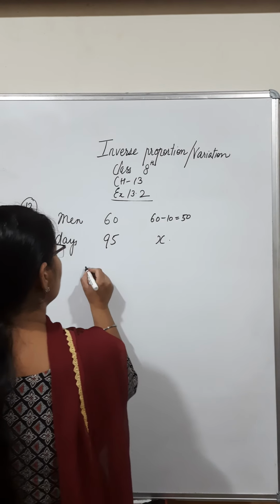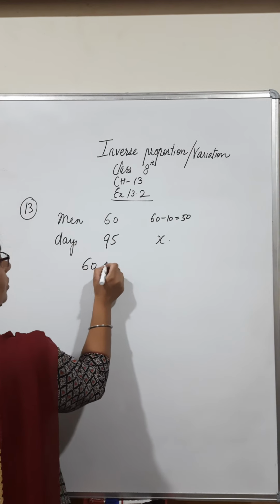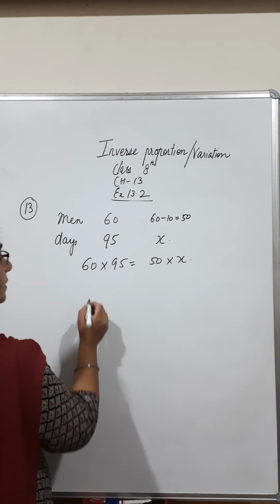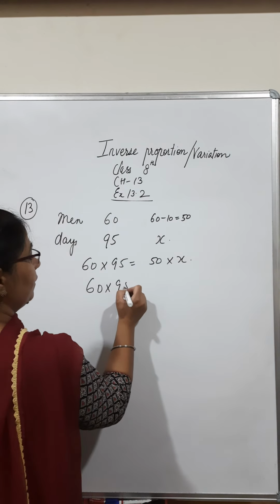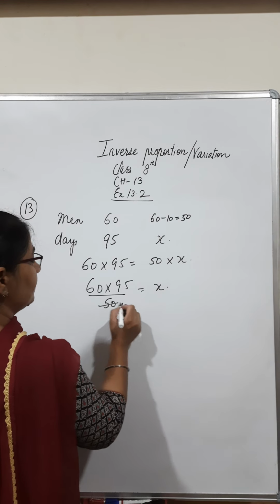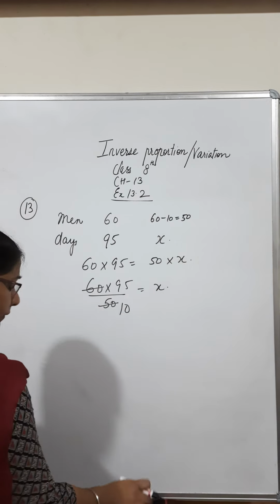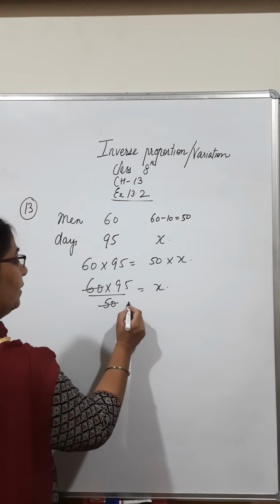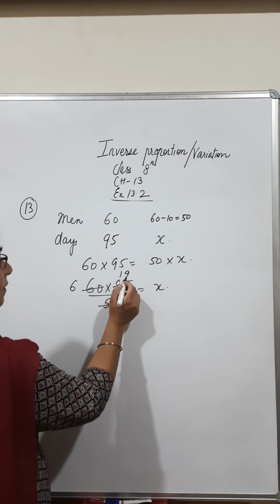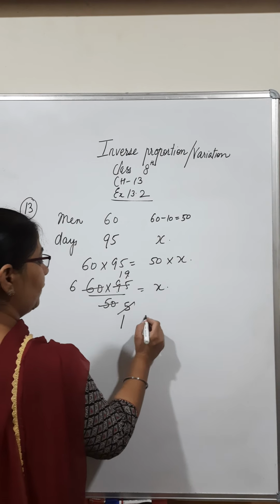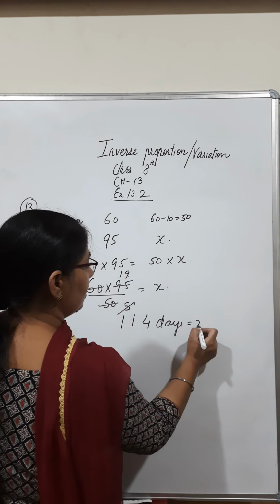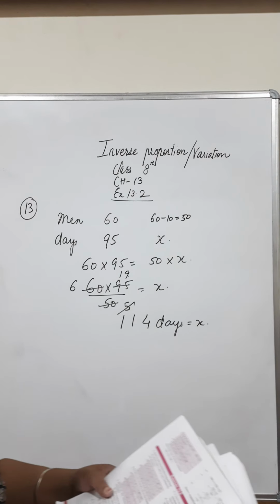How long will the remaining food last? Let it be x. So according to this, again inverse variation, 60 multiplied by 95 should be equal to 50 multiplied by x. So 60 multiplied by 95 divided by 50, that will be equal to x. 5 10s are 50 and 10 6s are 60. 5 1s are 5, 5 9s are 45, 6 9s are 54, 45, 114 days. So the answer is x is equal to 114 days.